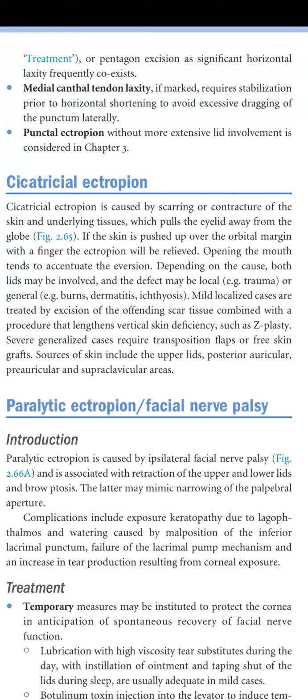Mild localized cases are treated by excision of the offending scar tissue combined with a procedure that lengthens the vertical skin deficiency, such as Z-plasty. Severe generalized cases require a transposition flap or free skin graft. Sources of the skin include upper lids, posterior auricular, preauricular, and the supraclavicular area. So these are very important to know, where we take the graft for the replacement in cicatricial ectropion.